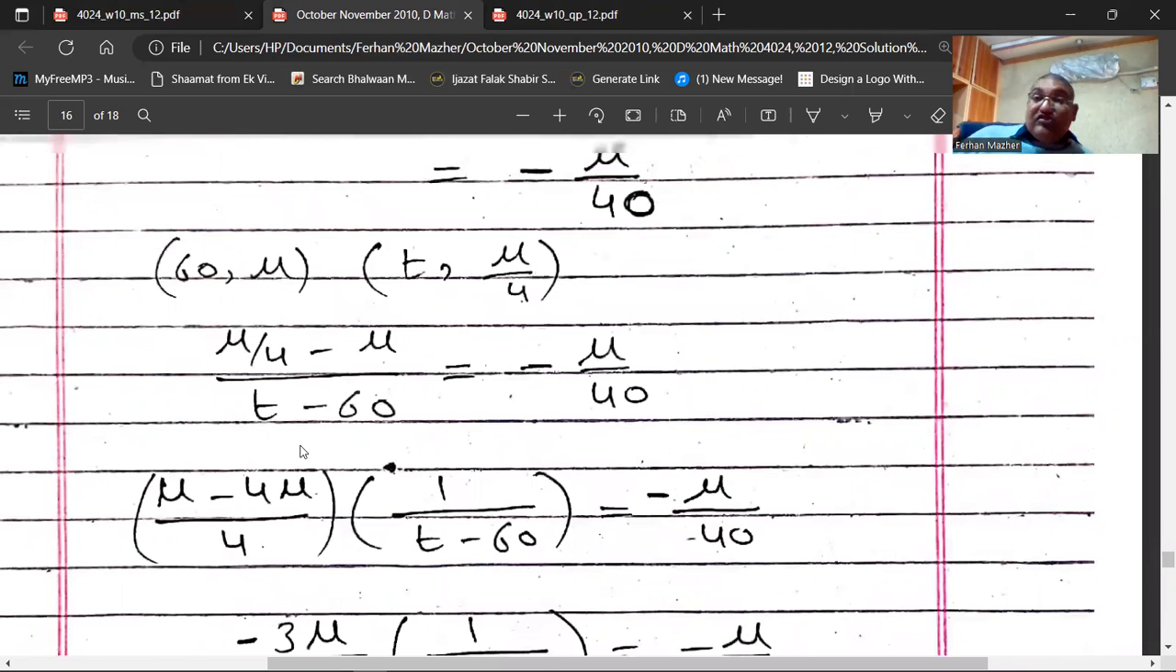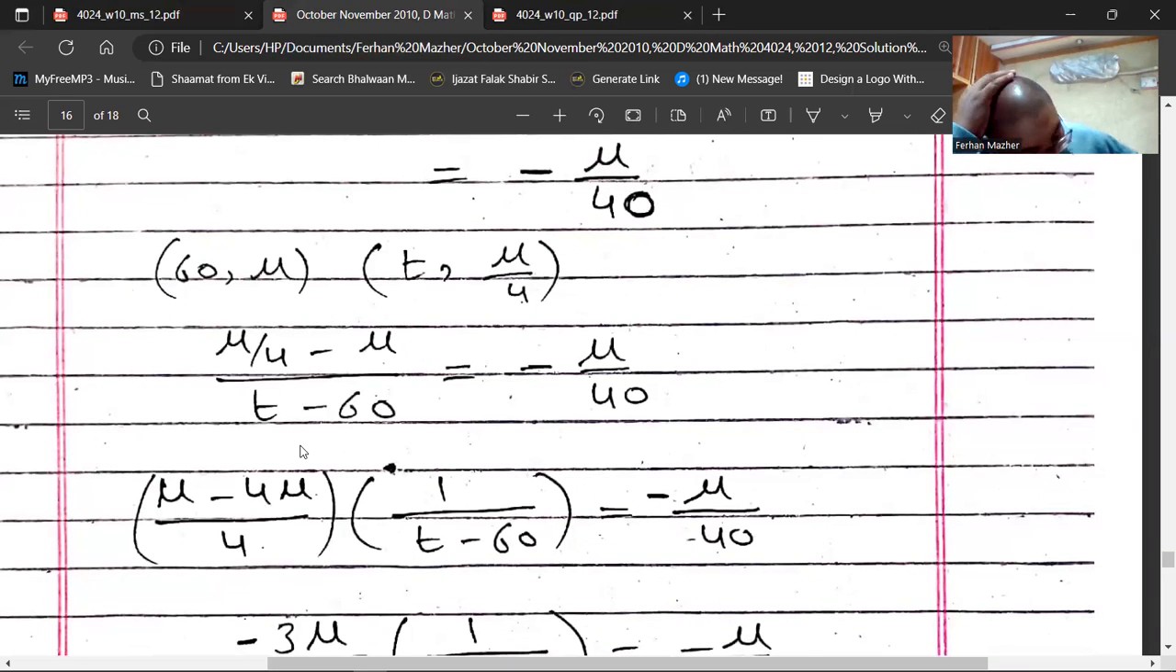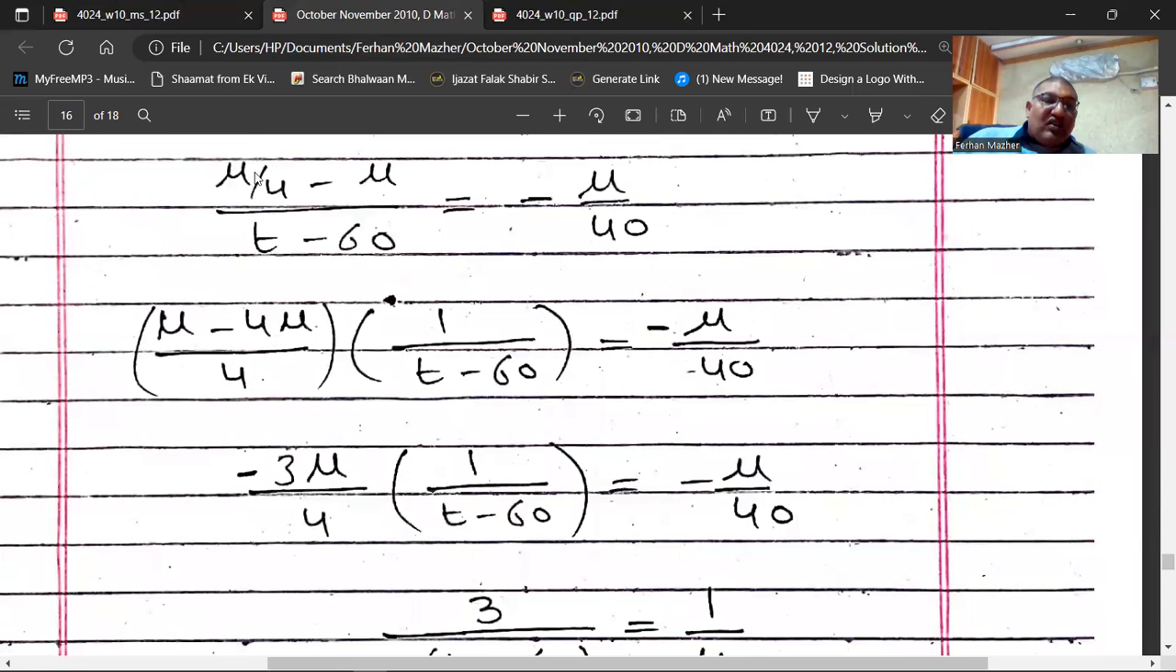Let's say their question is, during the deceleration, at what time the speed will become u by 4. That's their question. So I will take 2 points on that deceleration. It will be (60, u), and at time t the speed will be u by 4. So the gradient of these 2 points should be minus u by 40. So (u by 4 minus u) divided by (t minus 60) equals minus u by 40. When I simplify this, it becomes (u minus 4u) divided by 4, into 1 by (t minus 60), equals minus u by 40. So it will be minus 3u by 4 into 1 by (t minus 60) equals minus u by 40.